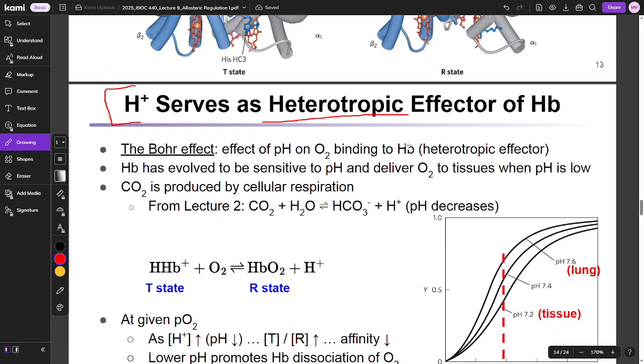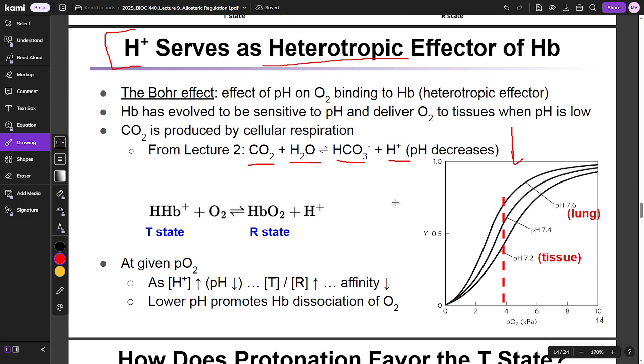So we know that your tissue makes CO2, and that combines with water to make bicarbonate and H plus, which causes a pH decrease, more acidic. This pH decrease actually is able to bind to hemoglobin. So here we have the T state, that's not bound, and here we have the R state that is bound to O2.